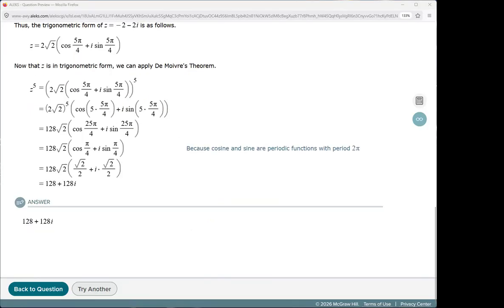Okay, so that's pretty much it for this section, 7.3.